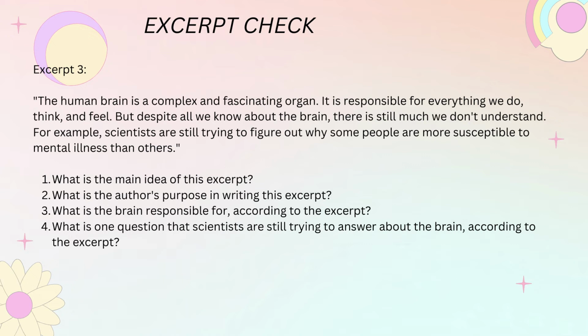Answer these comprehension questions. 1. What is the main idea of this excerpt? 2. What is the author's purpose in writing this excerpt? 3. What is the brain responsible for, according to the excerpt? 4. What is one question that scientists are still trying to answer about the brain, according to the excerpt? It is sharing time. Share your thoughts about these.